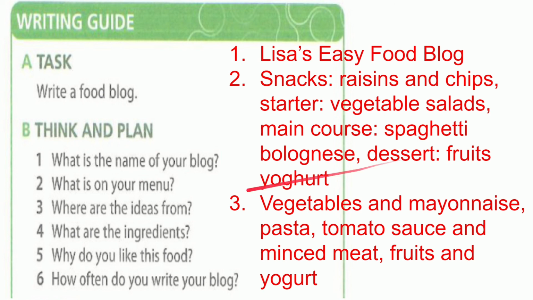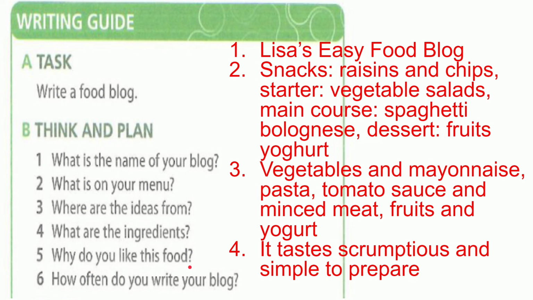Okay. Number 5. Why do you like this food? This is number 5. It tastes scrumptious and simple to prepare. Okay, it tastes delicious or it is tasty and easy to make or easy to cook. You can write that way.